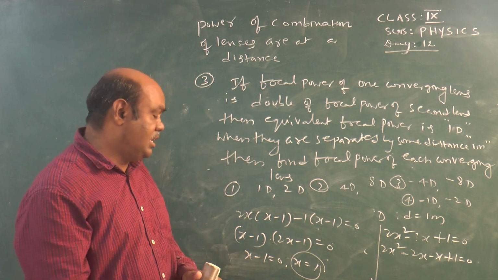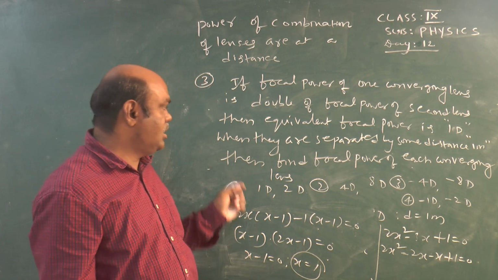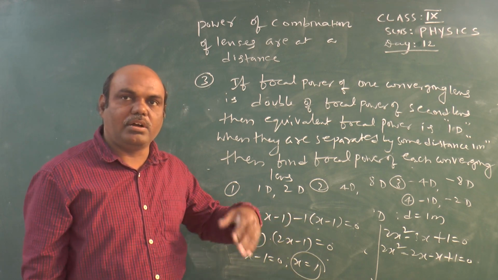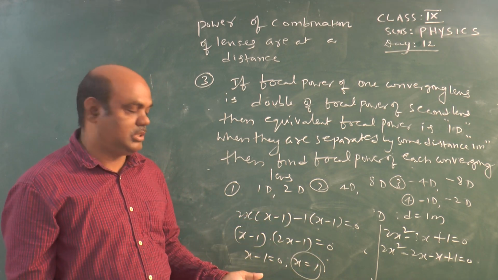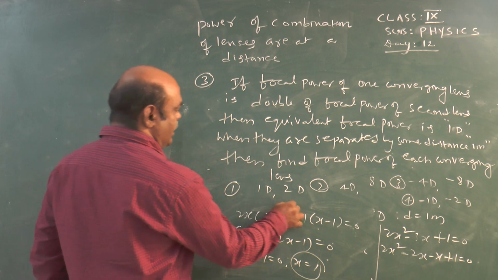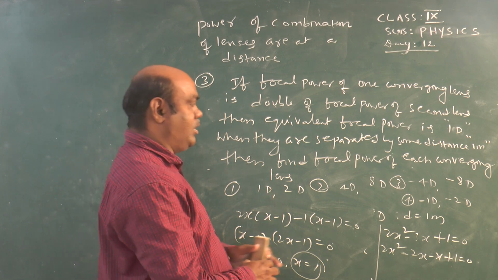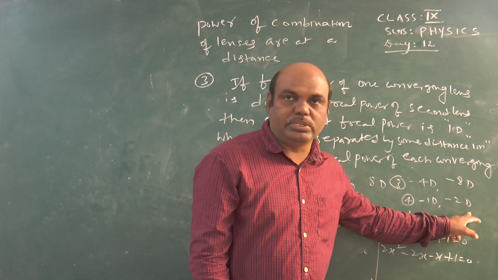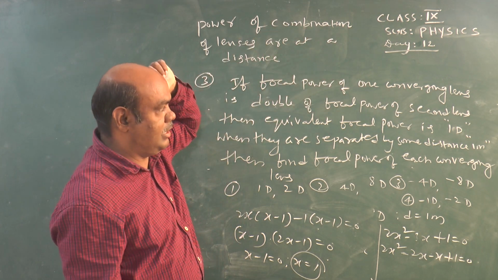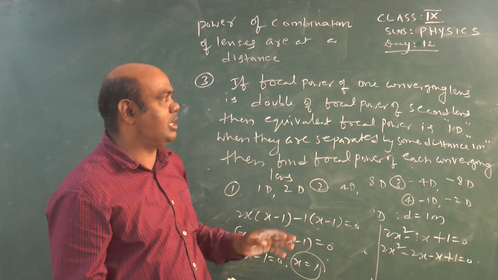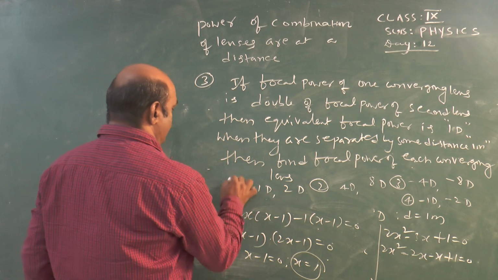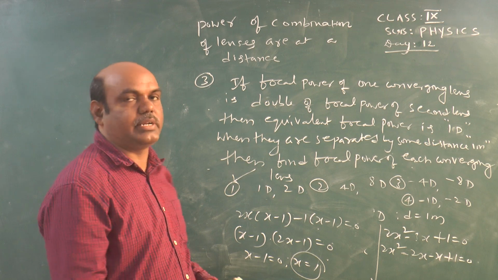So x equal to 1 means the power of one lens is 1 diopter, the power of the second lens is 2 diopters. So 1 diopter and 2 diopter are also given here. But which lenses did they give here? Converging lenses. Converging lenses means the focal powers are positive. So that's why 1 diopter, 2 diopters. First option is correct.